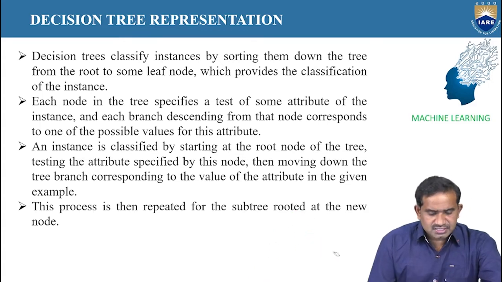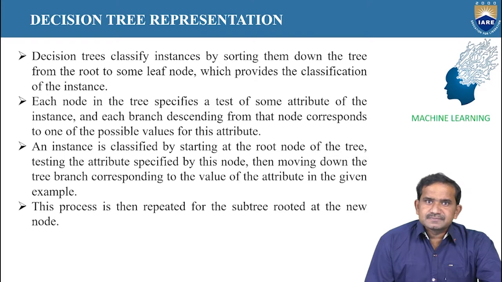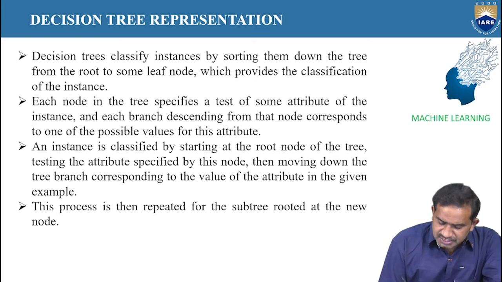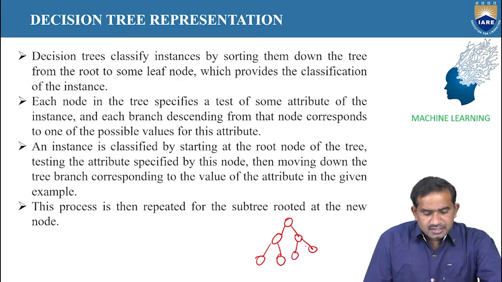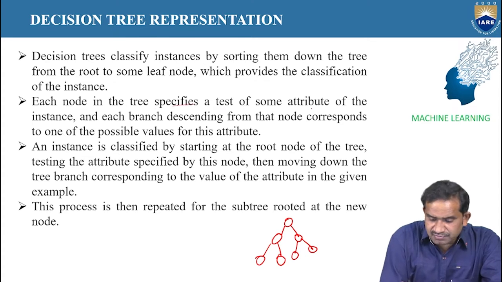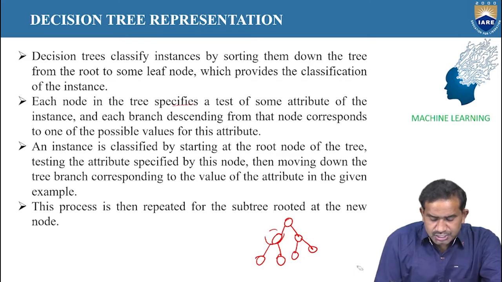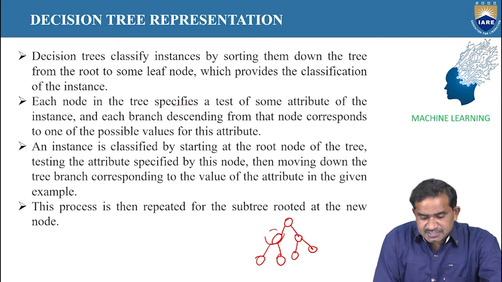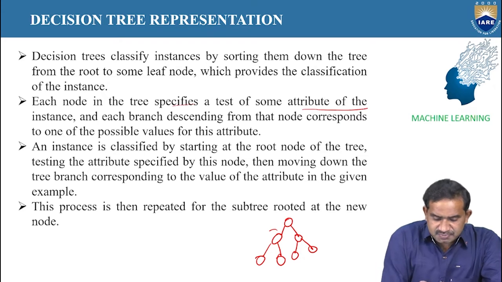That is the description of the tree representation. Each node in the tree specifies a test of some attribute of the instances. For example, in this same example, this one is a node, this one is a node, and this one is another node; this one is left and this one is right. Each node specifies the test of an attribute of the instance. And each branch descending from the node corresponds to the possible values of this attribute.